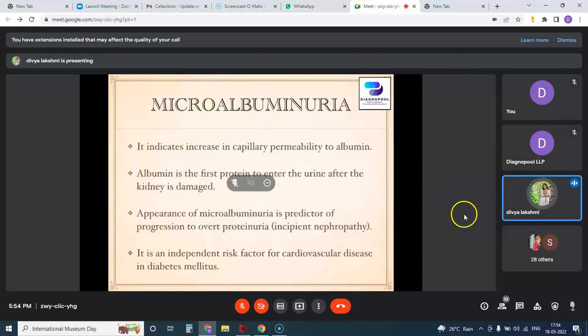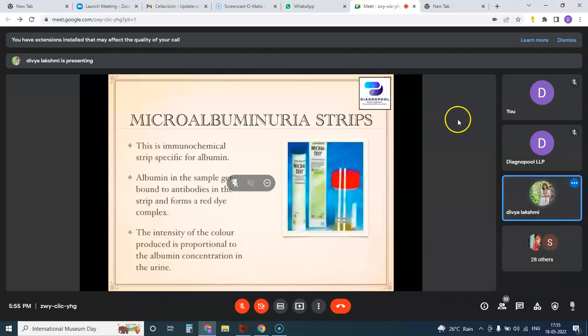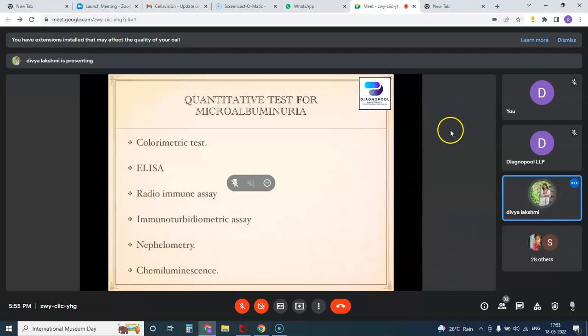Another one, microalbuminuria strips, are also present. Two colors will be there. If red color is present, it indicates positive. This is usually done for screening when there is a larger number of patients, just to screen whether microalbumin is present or not. To identify the exact quantity of microalbumin, there are different tests available: colorimetric test, ELISA test, radioimmunoassay, immunoturbidometric method, nephelometry, and chemiluminescence methods.